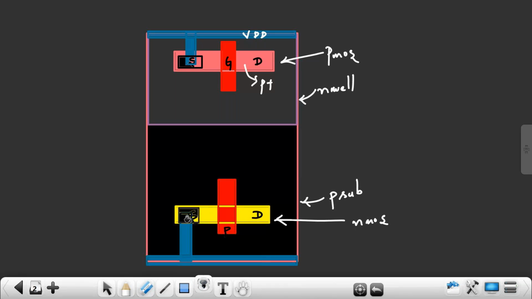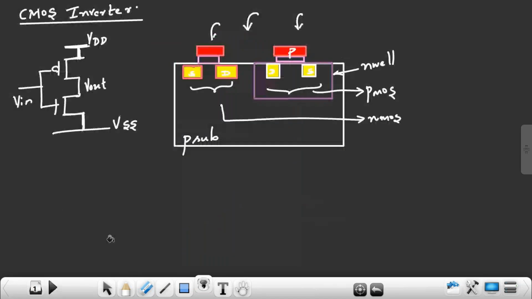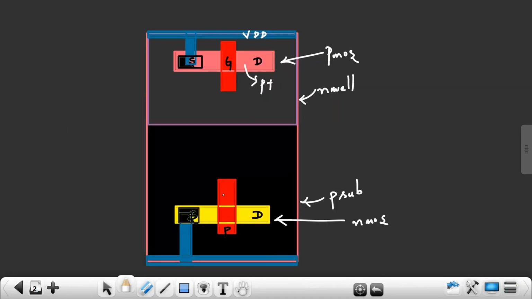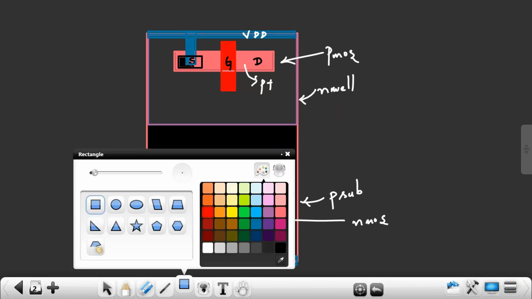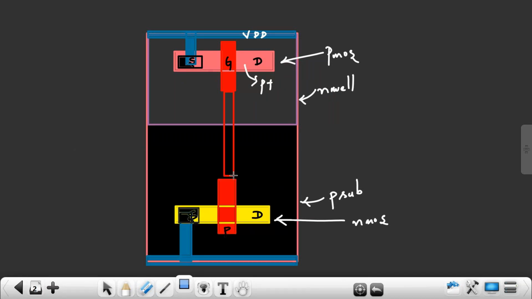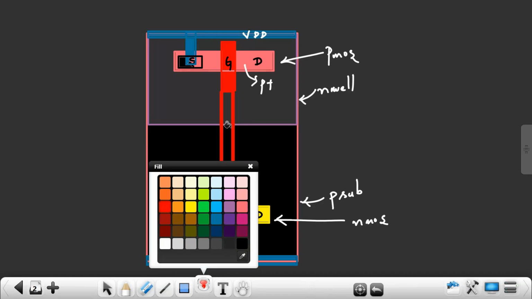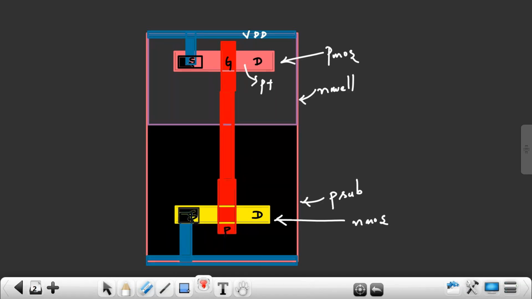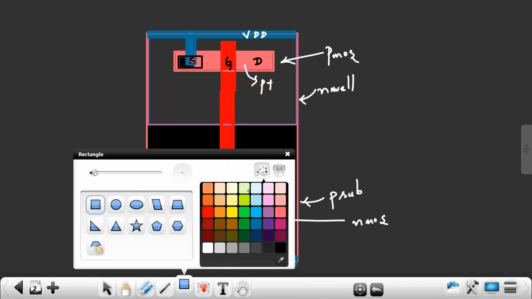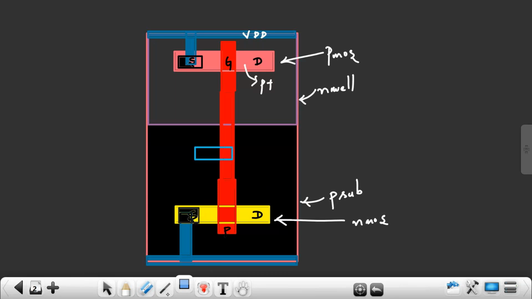Then what are the left out connections? The gate and gate are shorted. Gate of PMOS and gate of NMOS both are shorted. I can short through a metal layer, or I can extend this polysilicon to connect them. I can connect through this polysilicon only. Connect it and give a connection for a metal layer.